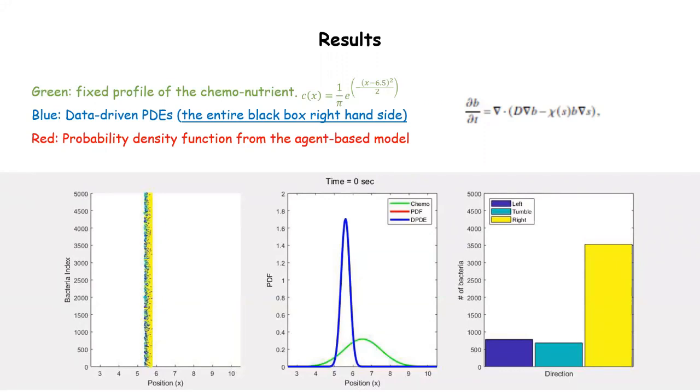Okay, I'm going to run it. You're going to see the simulation of the 5,000. And then here you're going to see in red the PDF of the actual bacteria, and in blue the learned PDE.